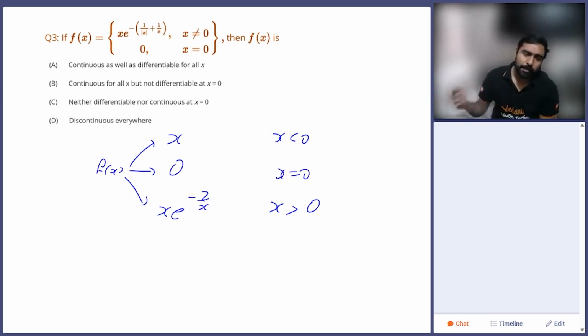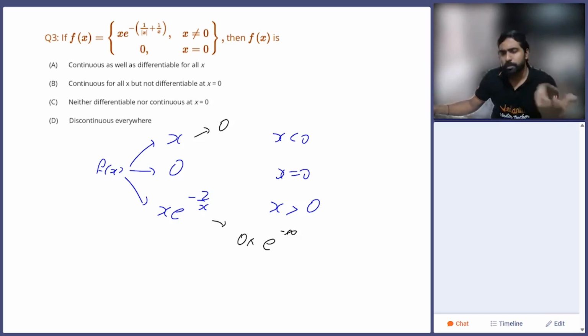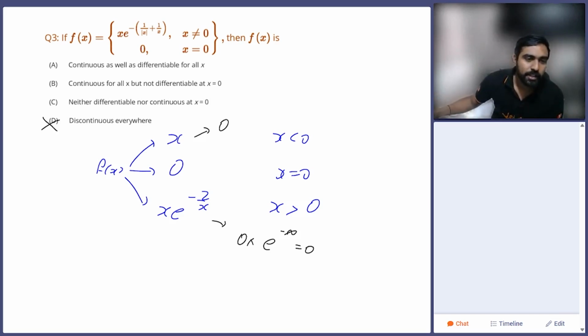First of all, let's check the limits. The left hand limit extending to 0 for 0 is nothing but equal to 0. Right hand limit over here extending to 0 plus, I will get 0 into e power minus infinity form over here, because 2 upon 0 plus tends towards infinity, so that's 0 into 0 form, this is 0. So I can say that this expression is absolutely continuous. So discontinuous and neither differentiable nor continuous, option C and D are absolutely incorrect.